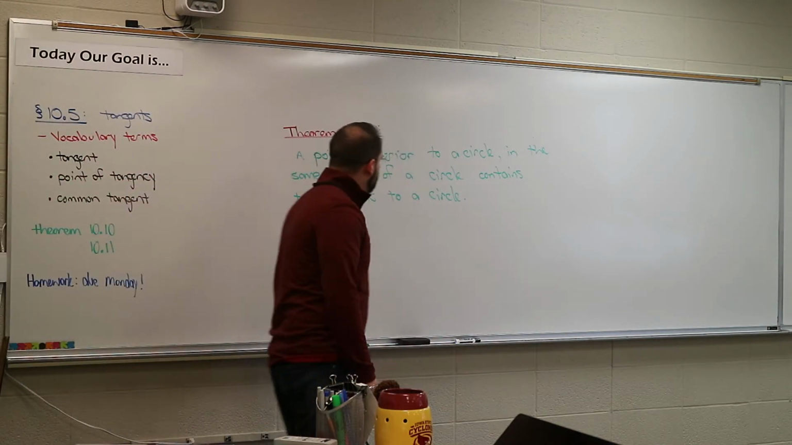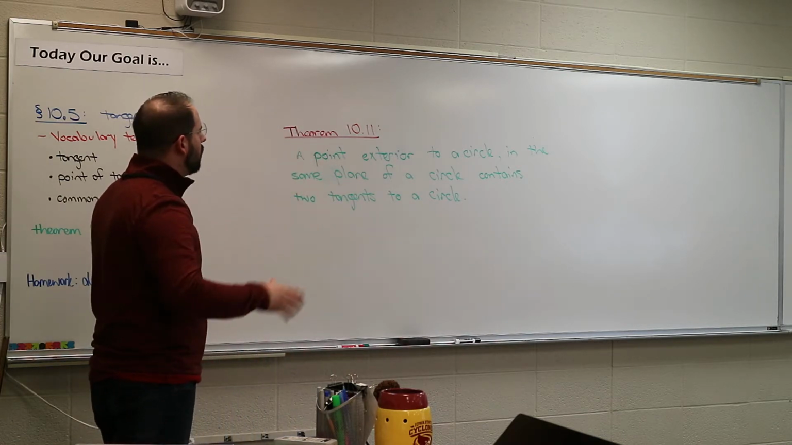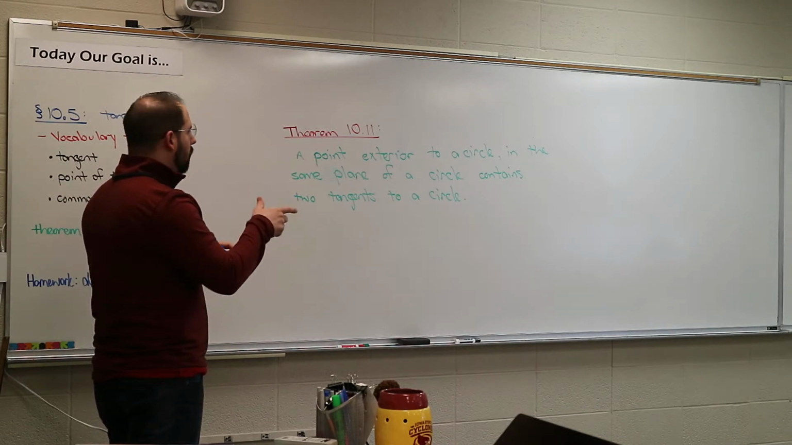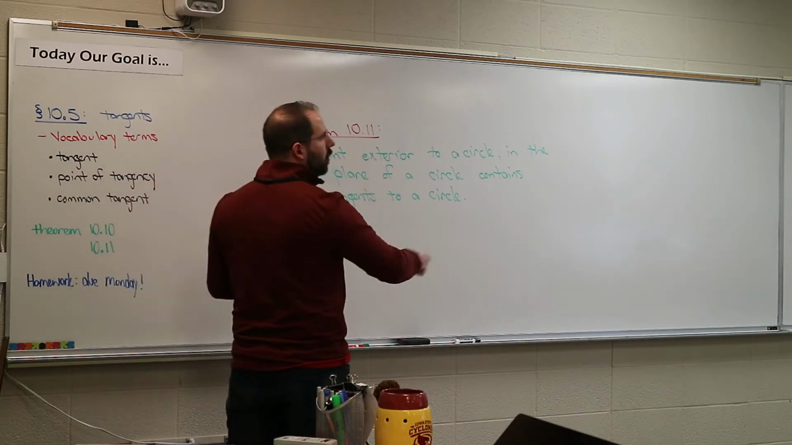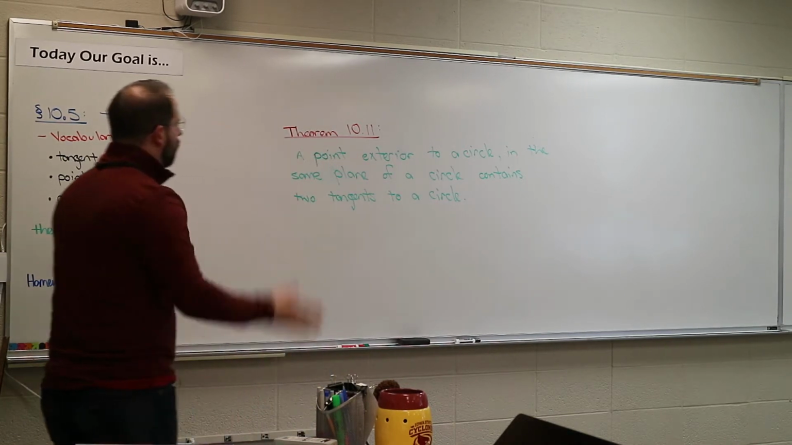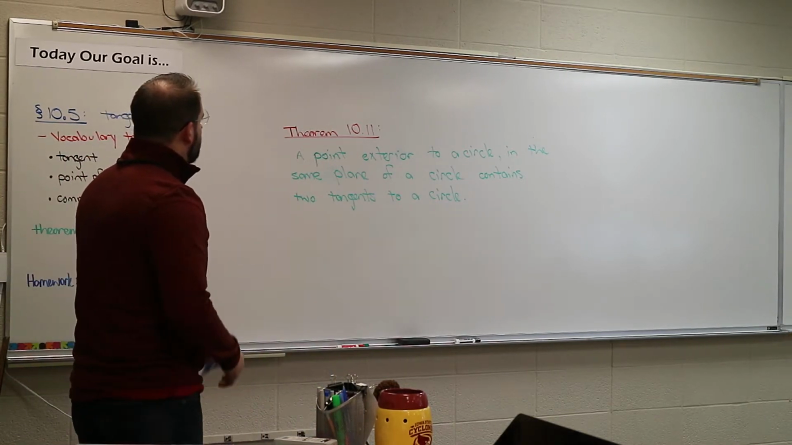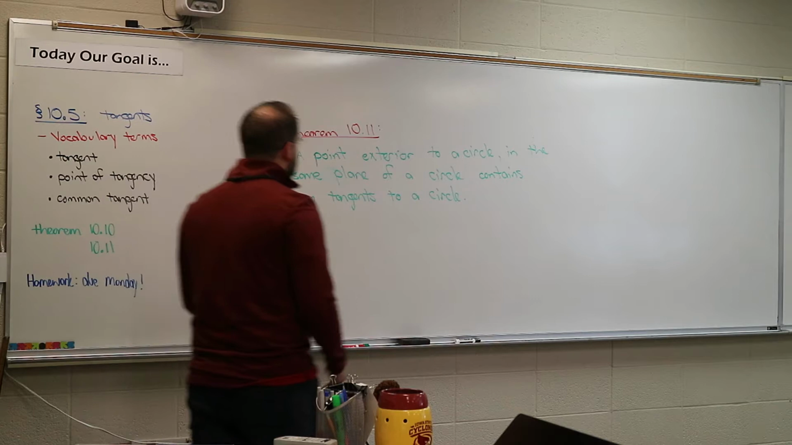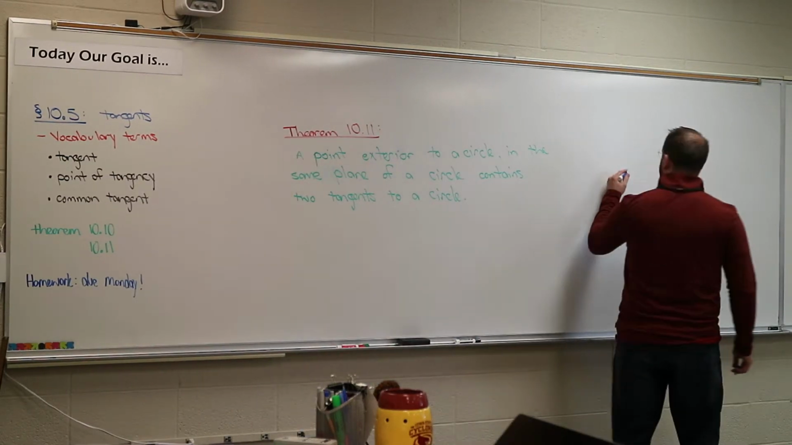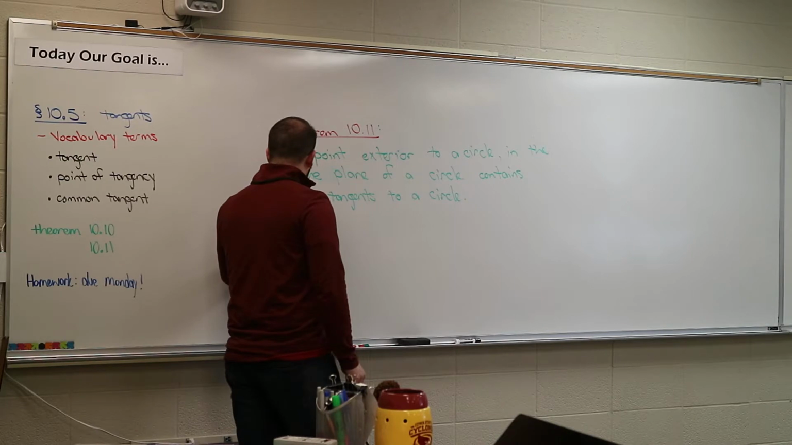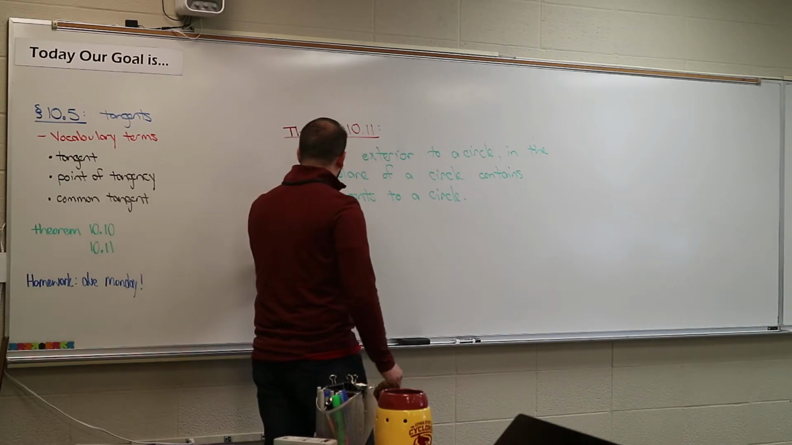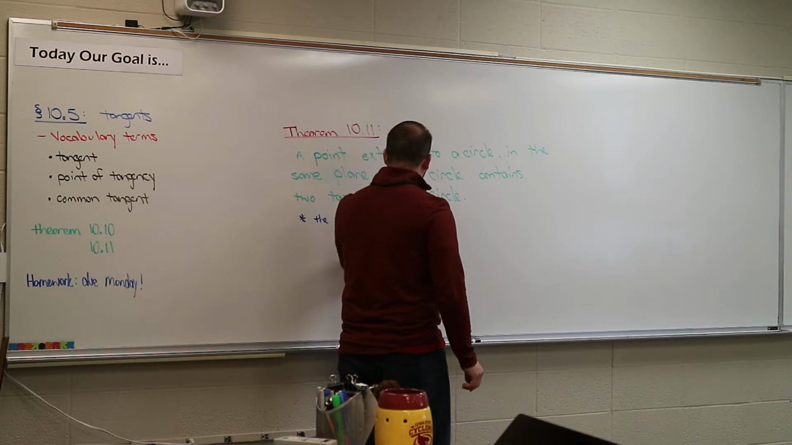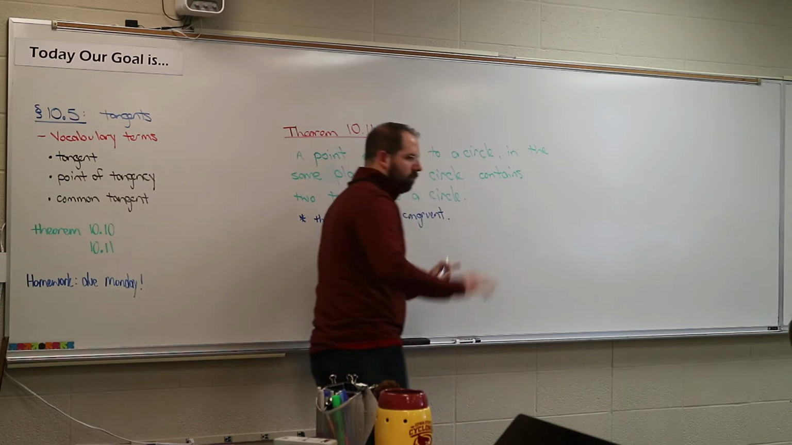They say a point exterior to a circle in the plane of the circle, the two tangents are congruent to each other. So, a point exterior to a circle in the same plane of a circle contains two tangents to a circle. And they're actually congruent. So maybe I'll put a little hashtag. The tangents are congruent. Okay, that's the concept, right?